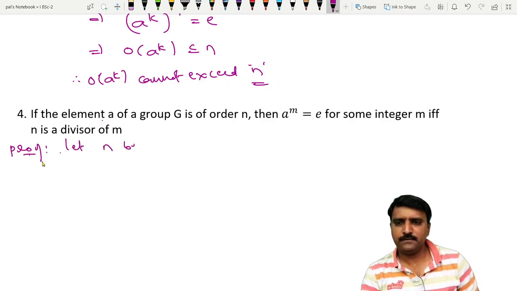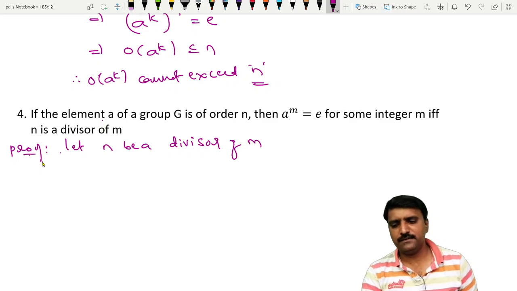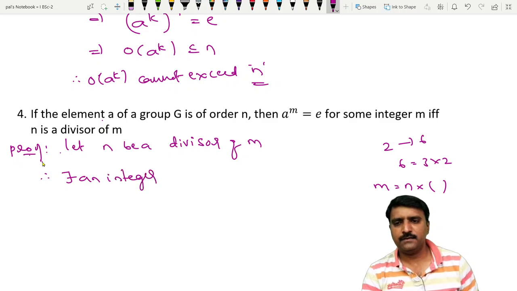Let n be a divisor of m. So you see, 2 is a divisor of 6. Then we can write 6 is equal to 3 into 2. Like that, if n is a divisor of m, then m can be written as n times some integer. Therefore, there exists an integer q such that m is equal to nq.